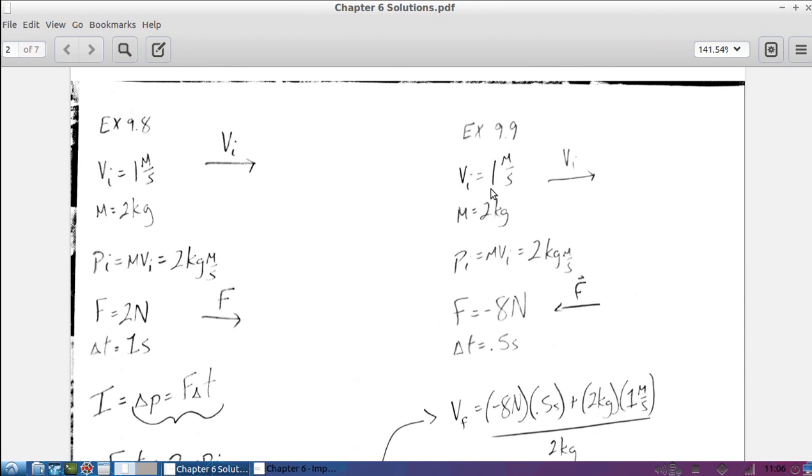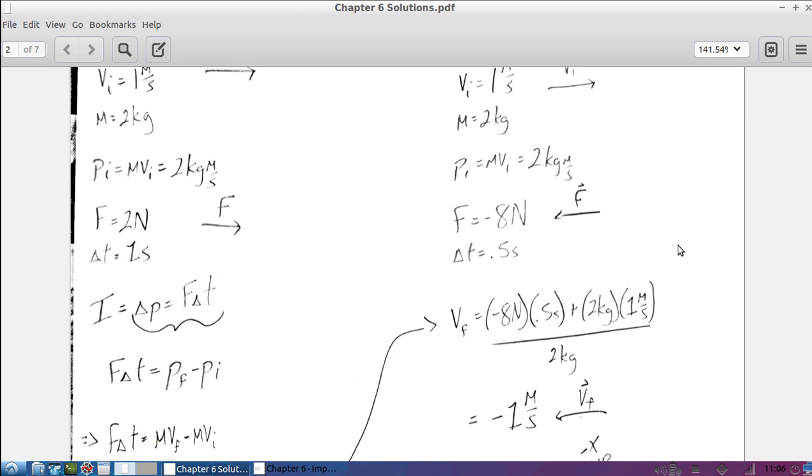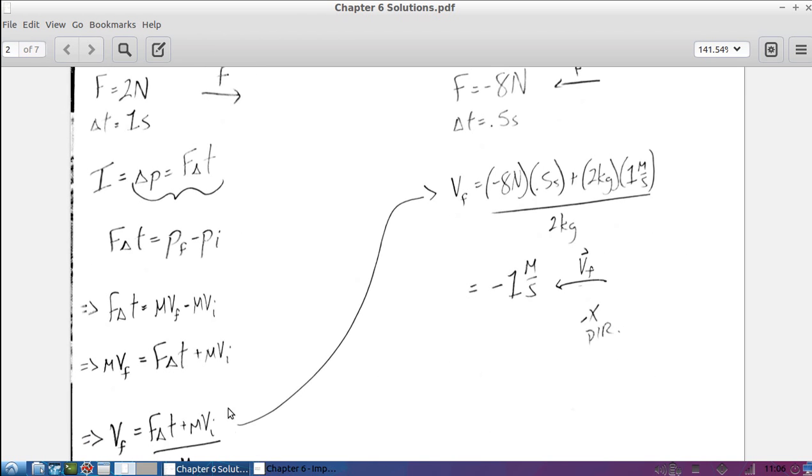Still have the same initial velocity, still have the same mass. So I'm using the same process, and all the algebra is the same. I'm looking for v final. The difference is my force is negative, and it's sufficiently large that it's actually going to change the direction of this object. I've got an initial velocity in the positive x direction and a force in the negative x direction. Once I plug my values in, I get a new velocity of negative 1 meter per second, but that's in the negative x direction. So the force was applied opposite the object's motion and was sufficiently large to change the object's direction.